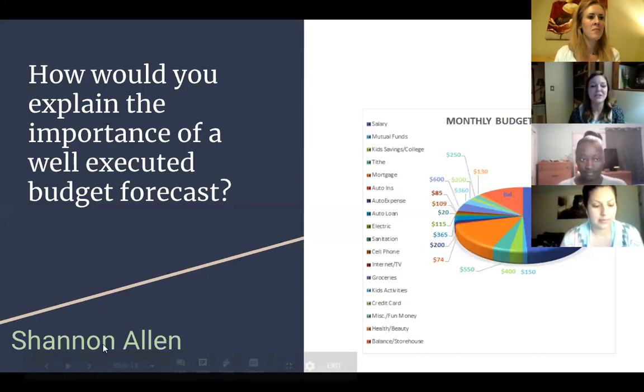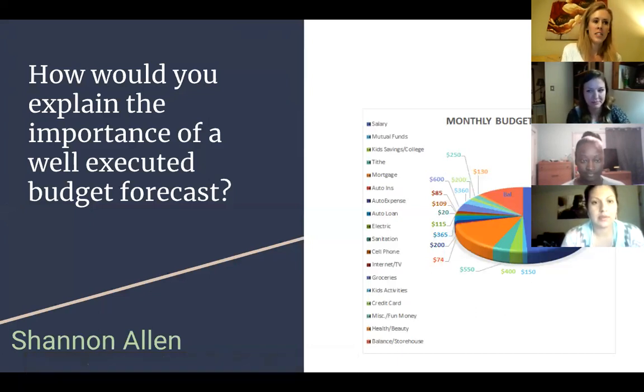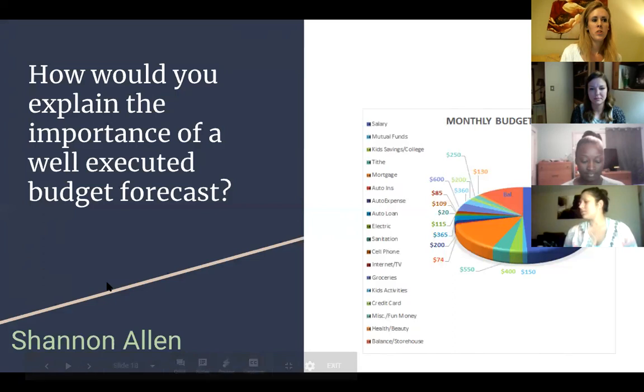Shannon, how would you explain the importance of a well-executed budget forecast? A well-outlined and executed budget provides a visual reference and a clear approach to executing and maintaining your goals for the future. Whether it be a 1-year, a 5-year, or a 20-year goal, it's important to be able to see the inflow and outflow of funds.